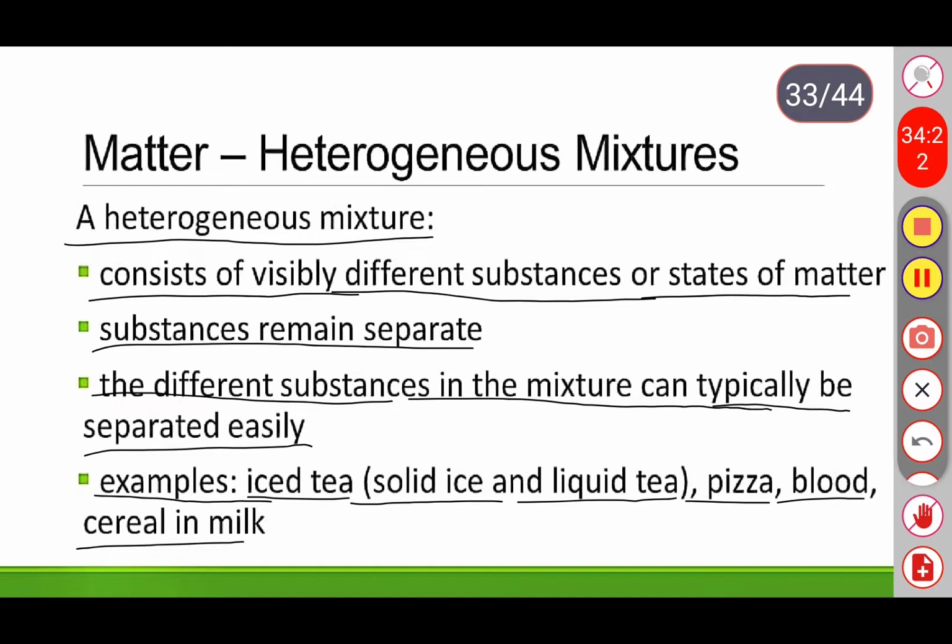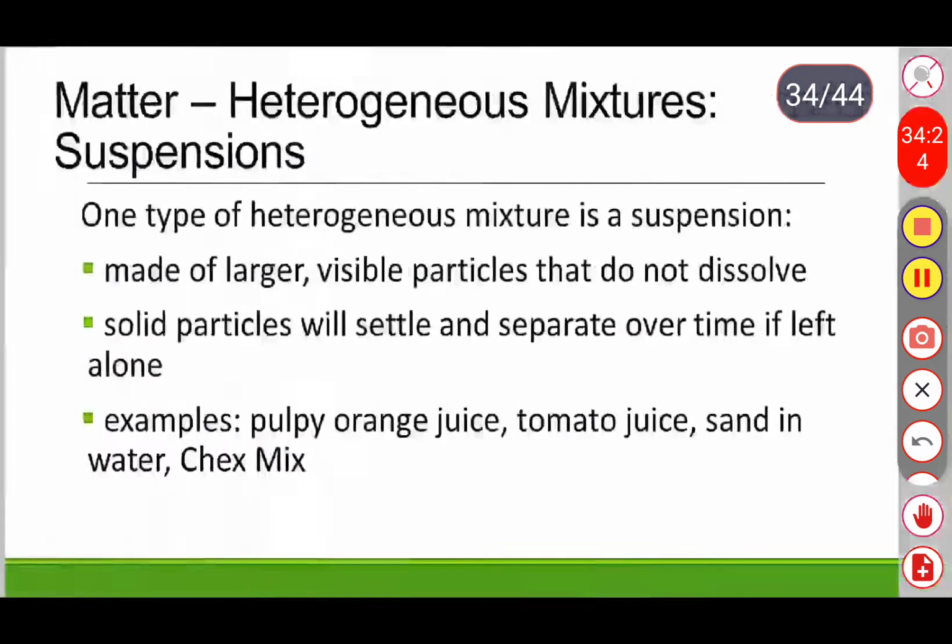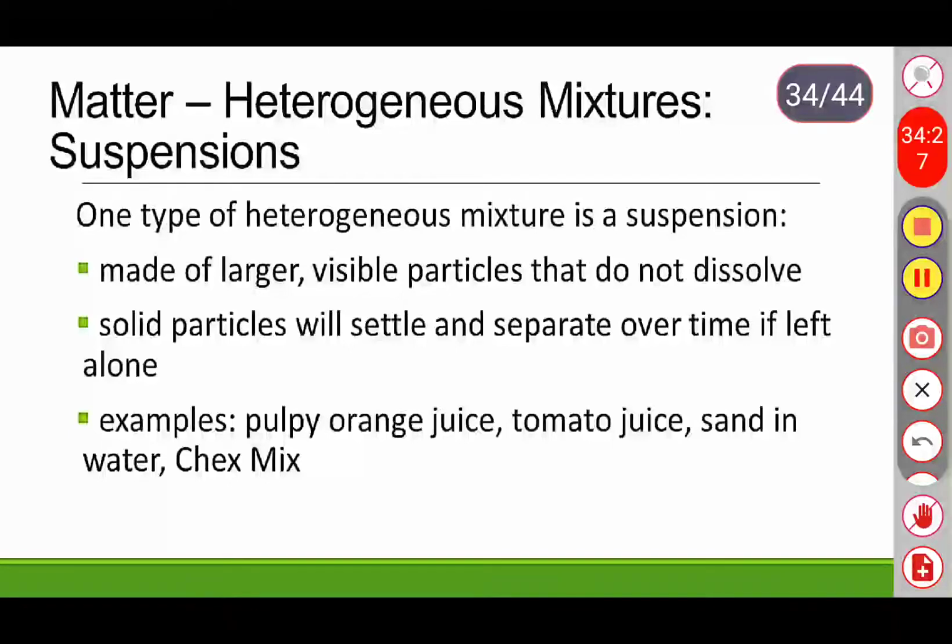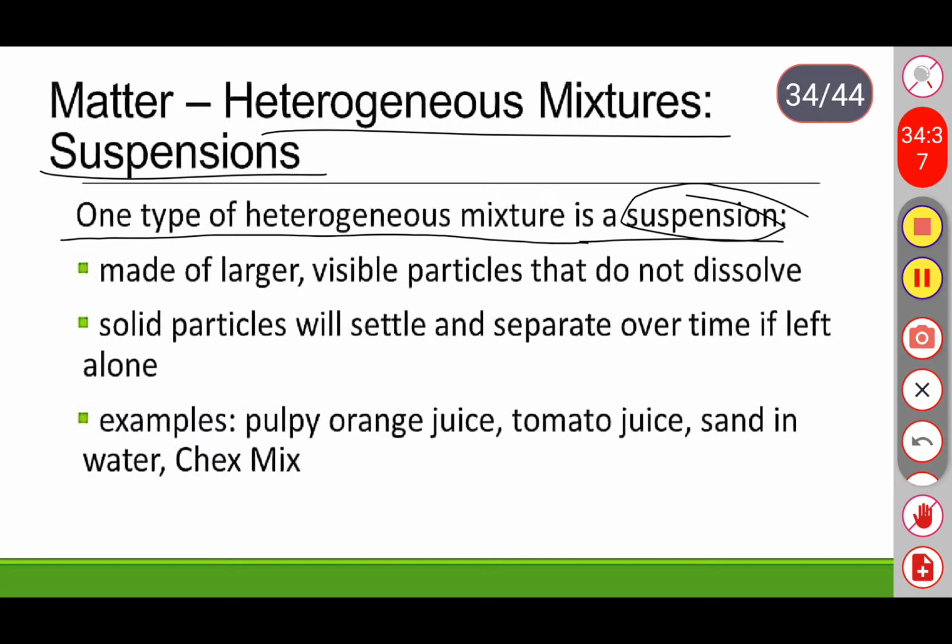One type of heterogeneous mixture is a suspension. Suspension is the best example of a heterogeneous mixture. Solution is the best example of a homogeneous mixture. A suspension is made of larger visible particles that do not dissolve. Solid particles will settle down and separate over time if left alone.